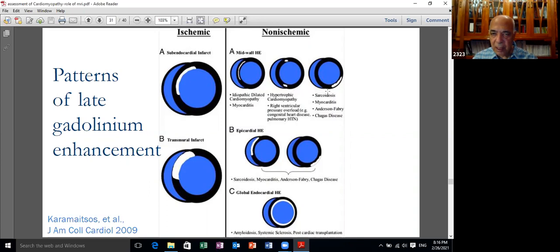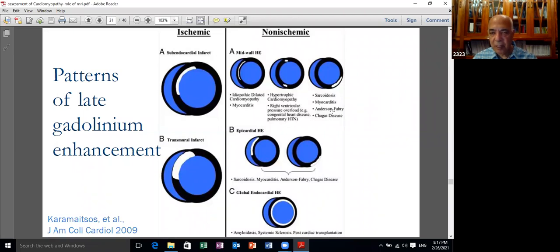You get patchy mid-wall fibrosis, delayed enhancement, essentially in sarcoidosis, but again in Anderson-Fabry's and Chagas disease. So Chagas disease, again, is patchy and basal. Sarcoidosis is patchy and basal. Anderson-Fabry disease, which is an alpha-galactosidase deficiency, is a treatable disease.